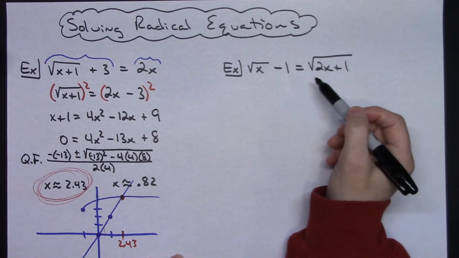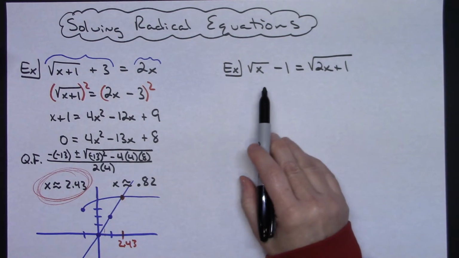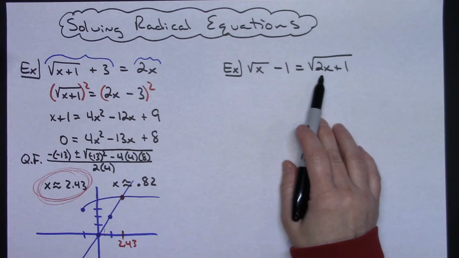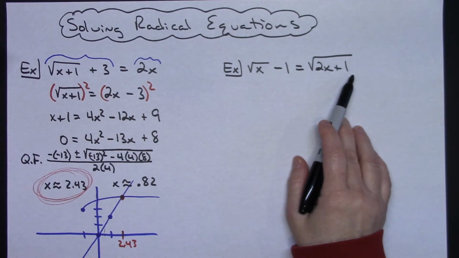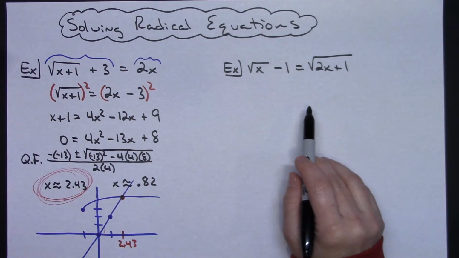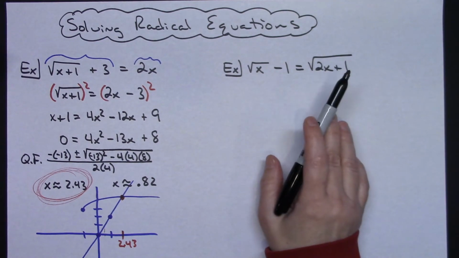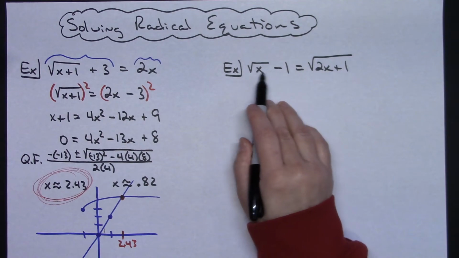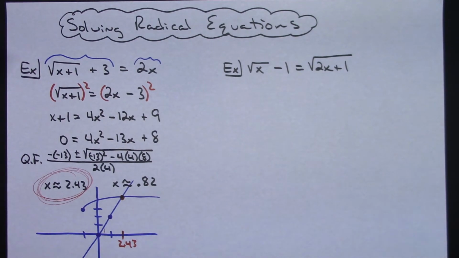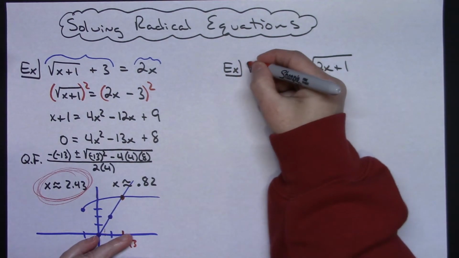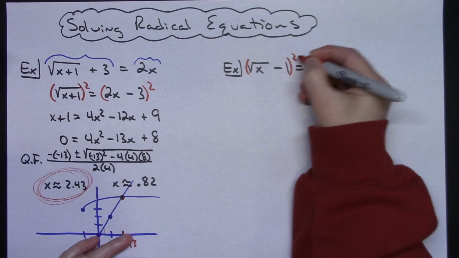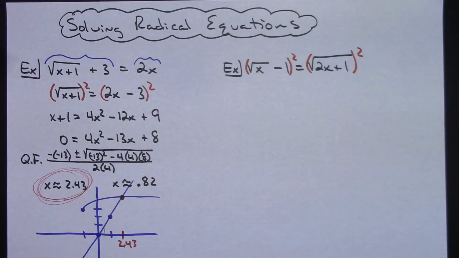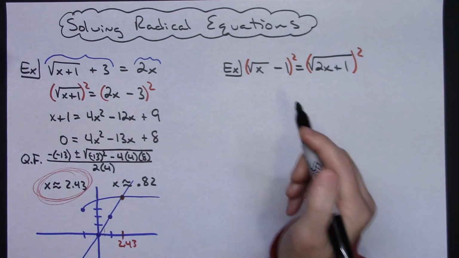Okay, moving on to my second example here. I've got the square root of x minus 1 is equal to the square root of 2x plus 1. Alright, so on this, I think I'm going to go ahead and square both sides to begin with. I am going to treat this as a binomial and square both sides of the equation. So if I square this side, and then I square this side, that's going to allow me to get rid of those radicals actually rather quickly here.